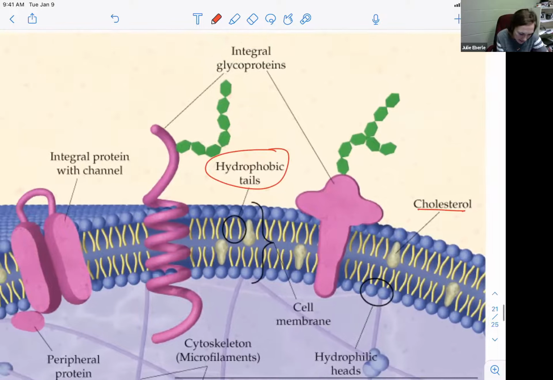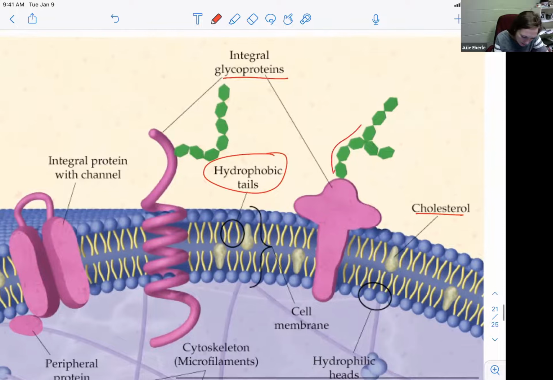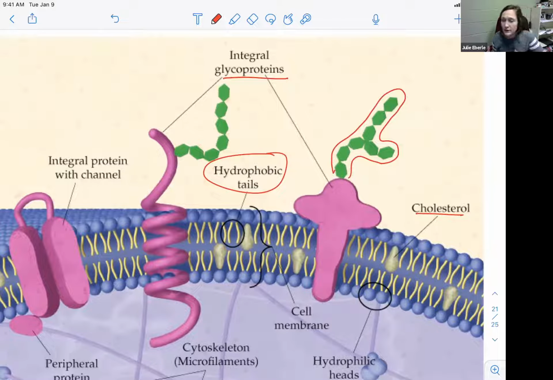You can see these are called glycoproteins. They can look all different kinds of ways, but what do we notice on them? We notice these sugar polysaccharide units. And these are important for cell messaging. They act as receptors. We mentioned that.